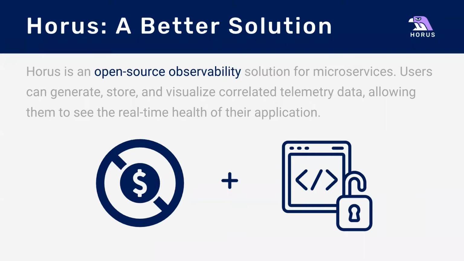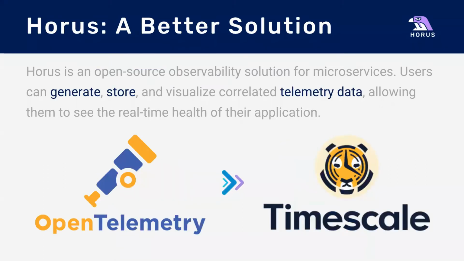But Horus is also a complete project, so they don't have to understand it. They don't have to go about going into the code and doing all that. And this allows them to understand it as little or as much as they'd like. The next thing Horus does is it generates and stores telemetry data. Specifically, it uses OpenTelemetry to generate, and it uses Timescale to store. In the next section, Jose will talk a little bit about OpenTelemetry and Timescale and why we're using them.